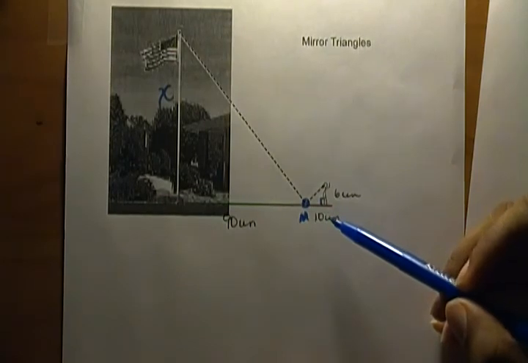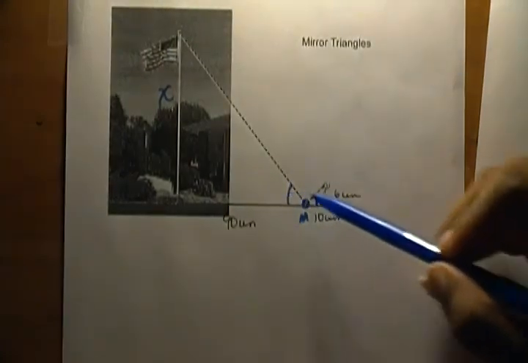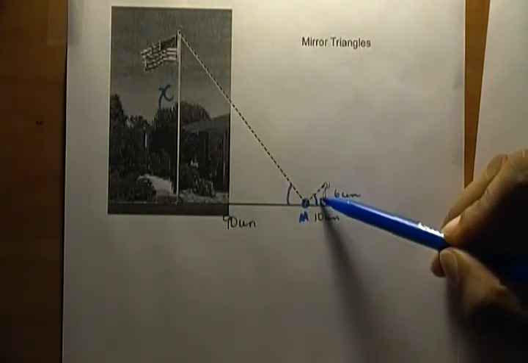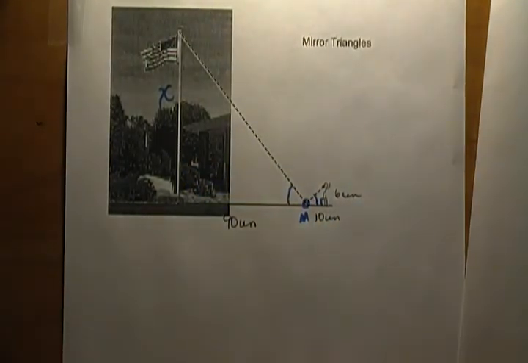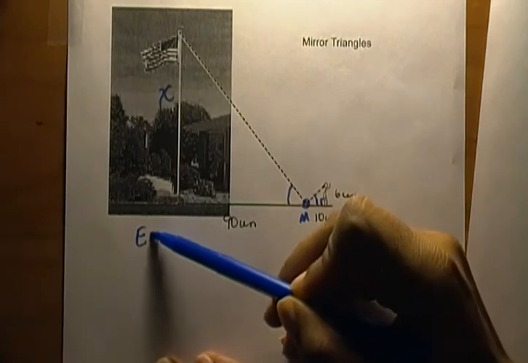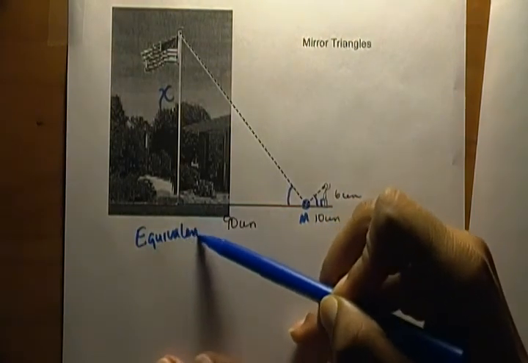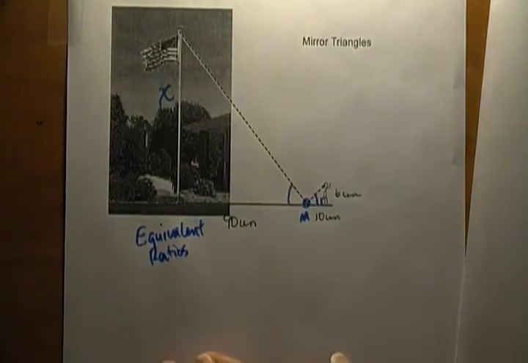Because of this, this angle is the same as that angle. They're congruent angles. This person is perpendicular to the ground just as this person is perpendicular to the ground. These two are similar triangles because they have corresponding parts, corresponding sides, corresponding angles. In this method, we're going to use equivalent ratios to solve it. We can use the scale factor, but I just want to show equivalent ratios with this one since we used scale factor with the shadow triangles.